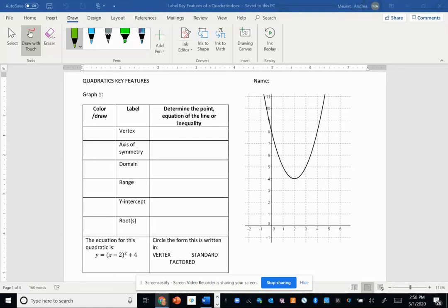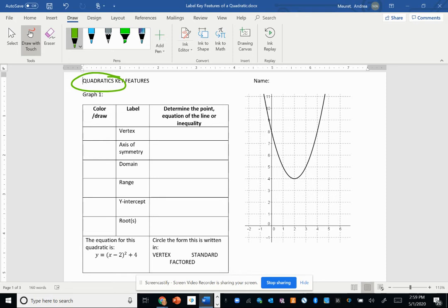I'm going to be showing you how to complete this activity. I'm just going to do the first one for you so that you get an idea of what you should do on the other three. So we're going to be looking at graphs of some different quadratic functions and filling in this table about the key features of the quadratic.